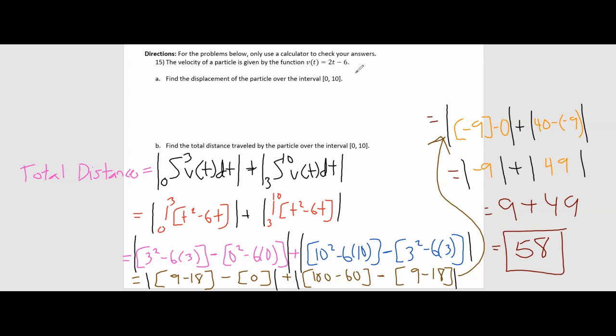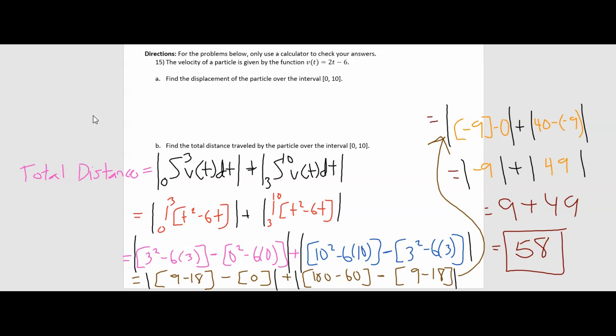So again, quite a bit of work when you're finding total distance. You've got to figure out where the velocity function changes signs, and then you've got to break up your integrals based on those c values. In this case, fortunately, there was only one. You could see if there were multiple c values, we'd have even more integrals to evaluate.